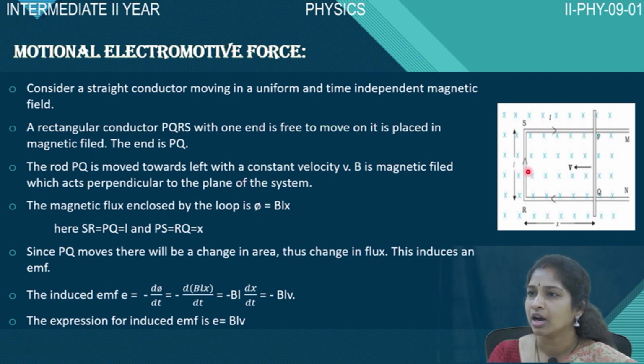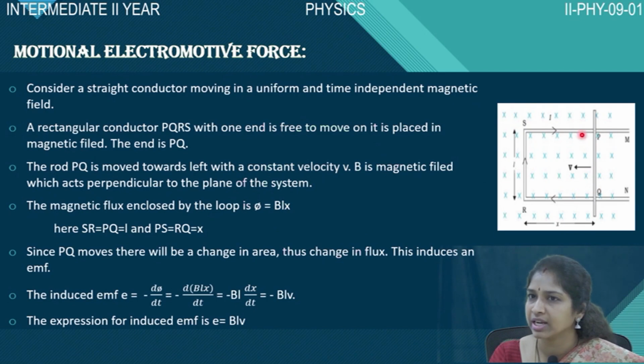PQRS of length X and breadth L is placed in the magnetic field. Okay, so this end PQ is movable. It is not fixed in this rectangular conductor, so it can be moved in the magnetic field. So that is what we have taken.